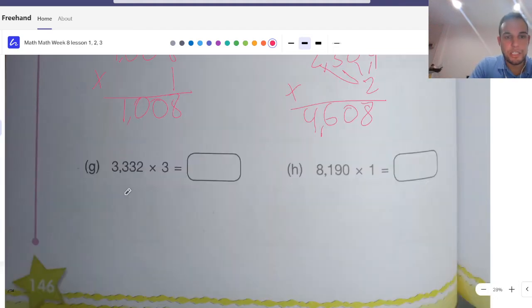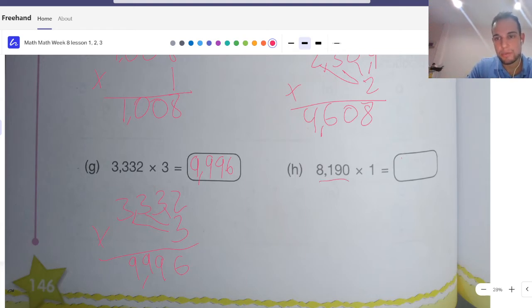Next is G. 3,332 times 3. 3 times 2 is 6. 3 times 3 is 9. 9 and 9. So our answer is 9,996.